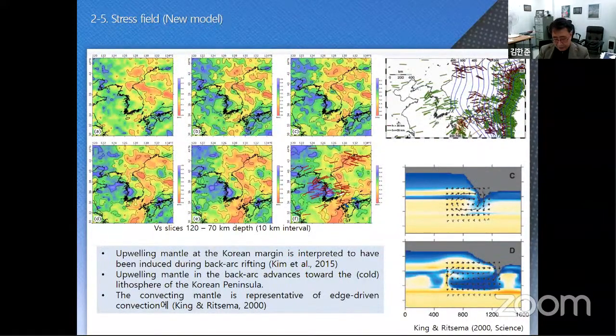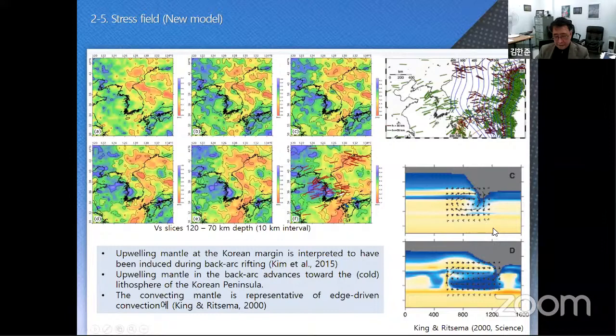This figure shows the shear wave velocity slices from 120 to 70 kilometer depth at an interval of 10 kilometers. We can see that the mantle upwelling with the low shear wave velocity at the Korean margin is advancing toward the Korean Peninsula as they rise. Approximately at the 80 to 70 kilometer depths, the anomalies are elongated along the Korean Peninsula. This seems to suggest the lithosphere and asthenosphere boundary depth around the Korean Peninsula. The P-axis directions determined from earthquake data are perpendicular to the inferred direction of the low velocity anomalies.